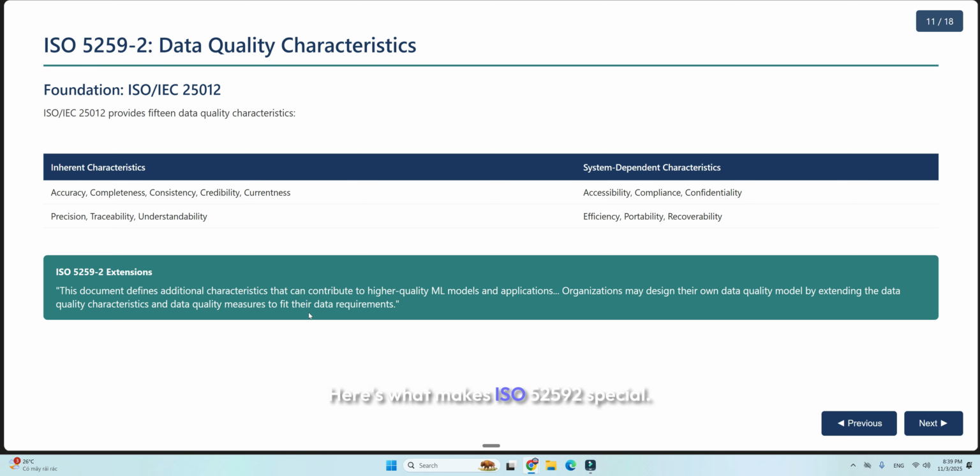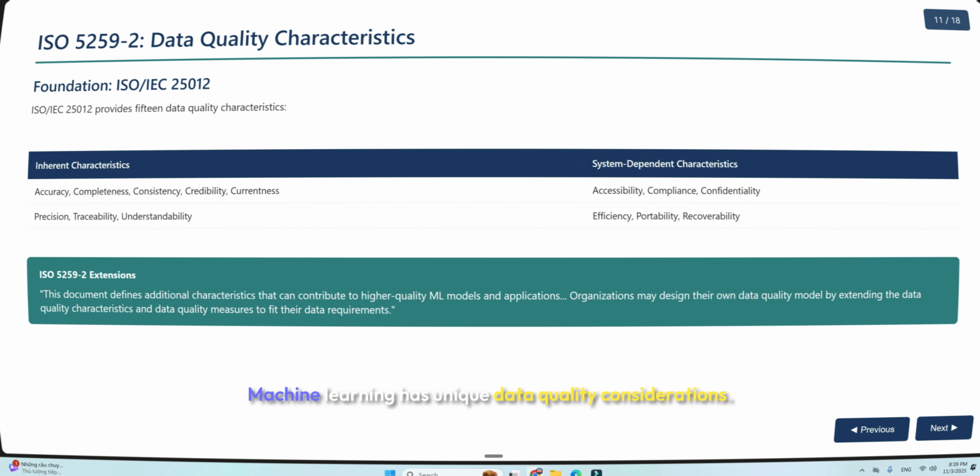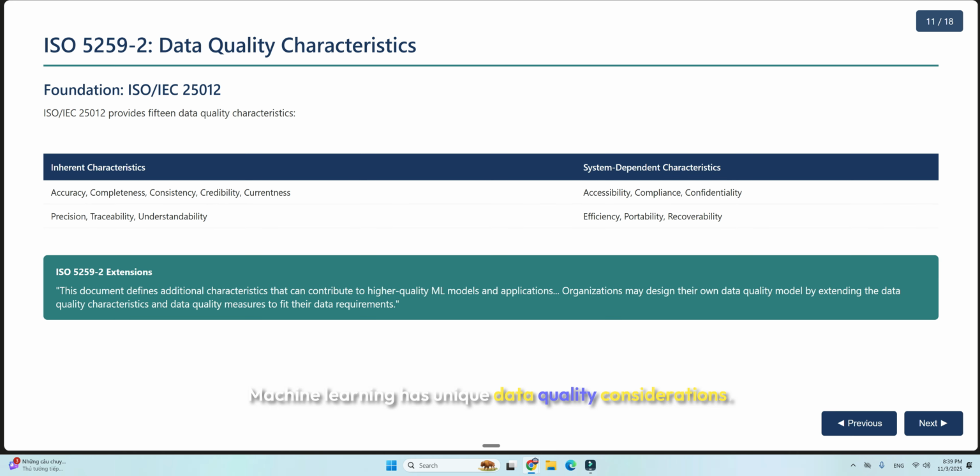But here's what makes ISO 5259 special. This document defines additional characteristics that can contribute to higher quality ML models and applications. Machine learning has unique data quality considerations that general software engineering doesn't address. What about balance in your training data? What about representativeness across different populations? What about the diversity of your examples? The standard recognizes this and extends the framework specifically for AI and ML contexts.